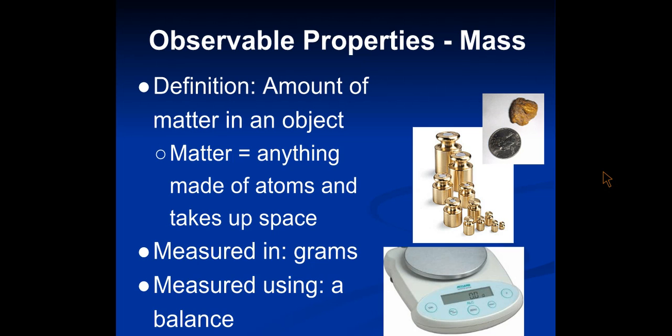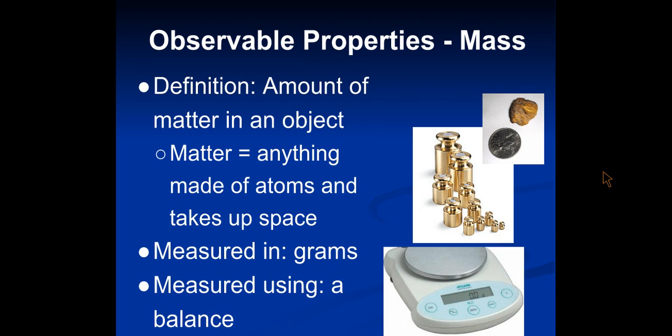So let's get started. First, we are going to talk about mass. Mass is the amount of matter in an object. And matter is anything that is made up of atoms and takes up space. I like to think about it as the stuff, the amount of stuff in an object. So I have more stuff inside of me after I eat lunch than I did before lunch. I have more matter in me after I ate my lunch.